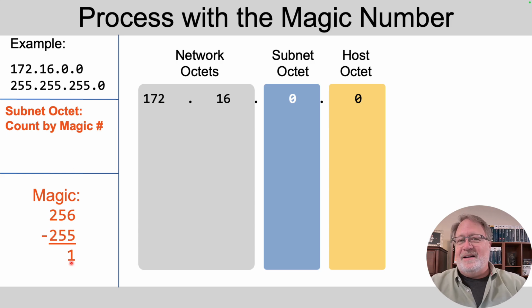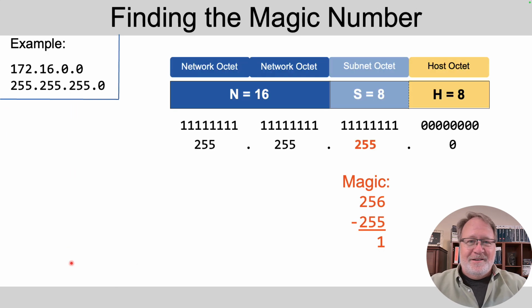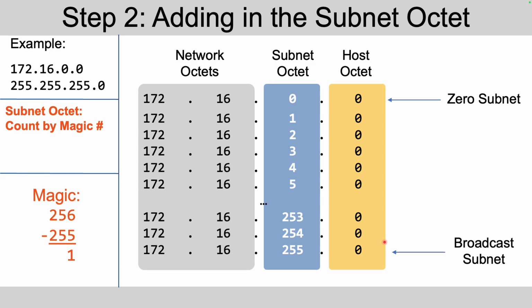And showing you that a little bit differently in a slide, if I line it up, here's the network octet, here's the subnet octet, and I have the mask value here, 255. Well, 256 minus 255 is 1. Again, our magic number in the 3rd octet in this case is 1. If it's a different mask, it's going to be a different magic number, all right? But in this case, the magic number is 1.